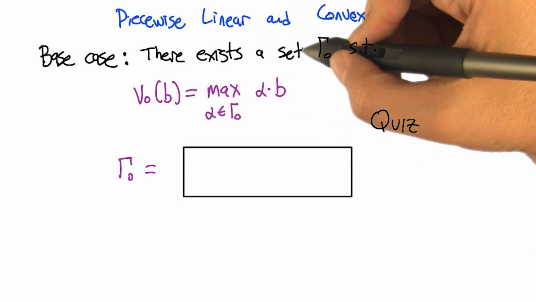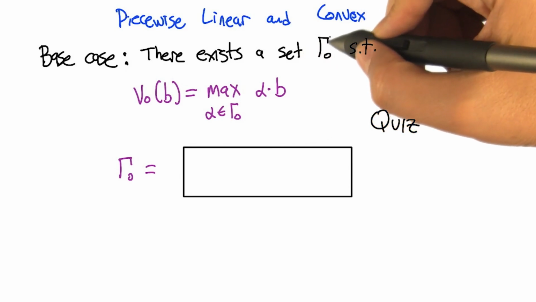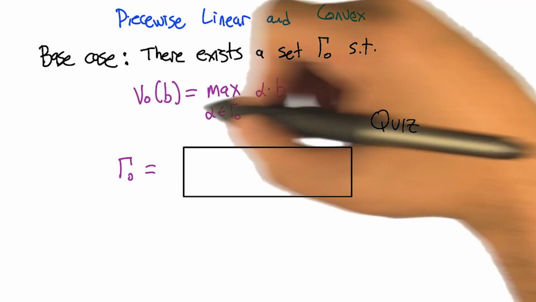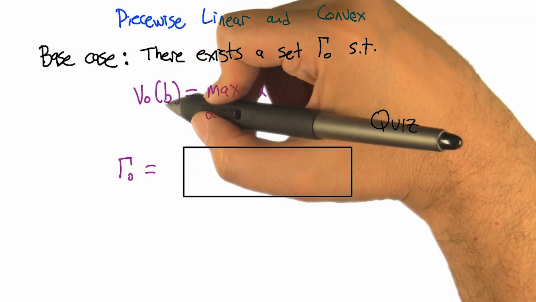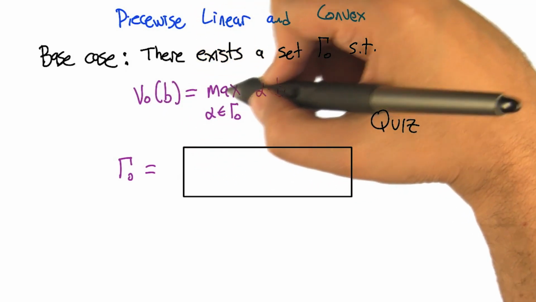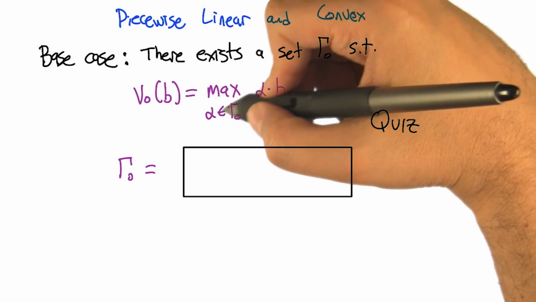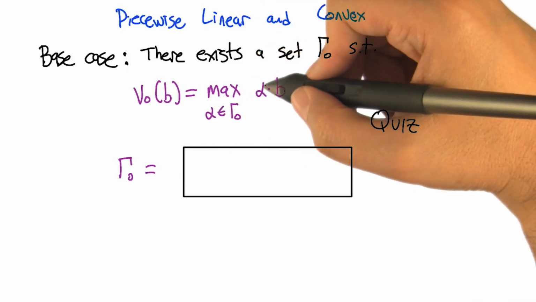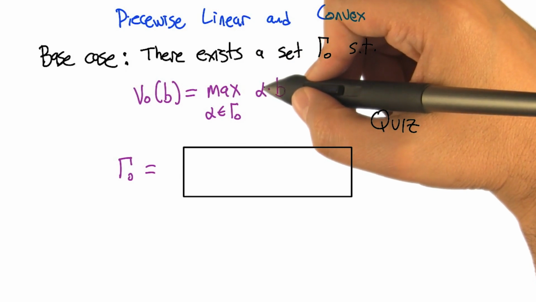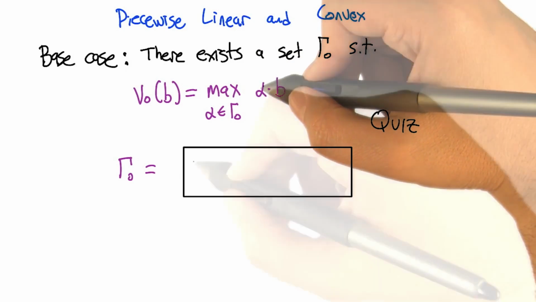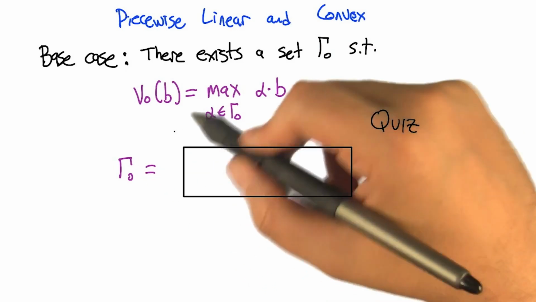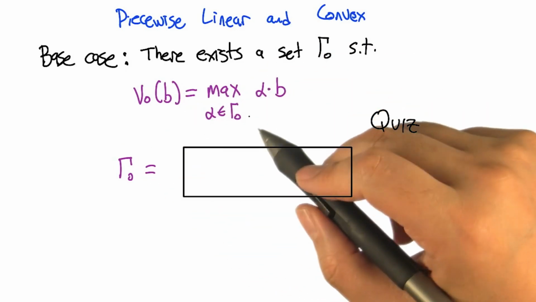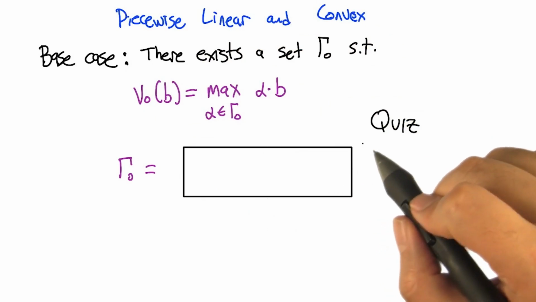We need to show that there exists a set of vectors, gamma sub 0, such that we can actually represent the zeroth step of value iteration, a function over all possible belief states, as the max over alpha in the set that we're about to define of the dot product between that vector alpha and the belief state b. So what you need to do is figure out, what does this bag of vectors look like that has this wonderful property of representing the zeroth value function?